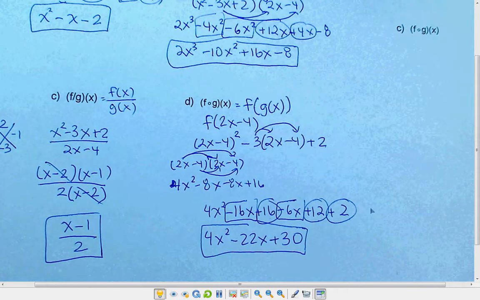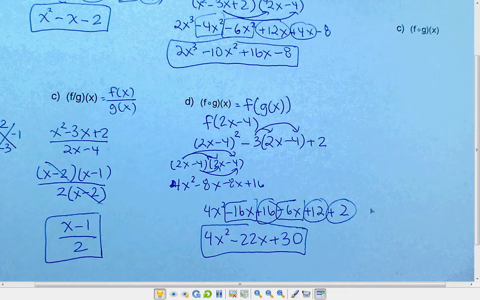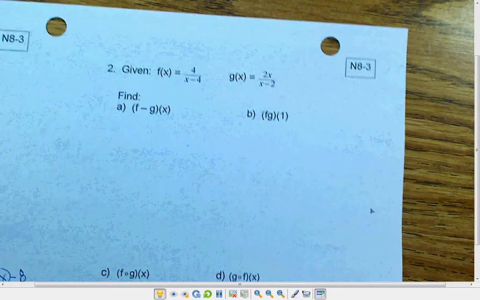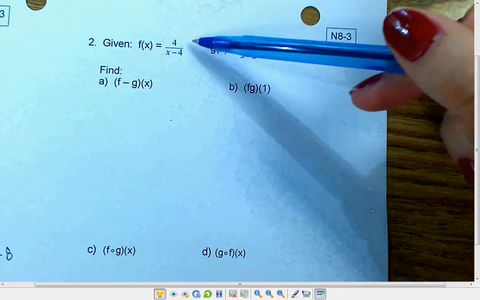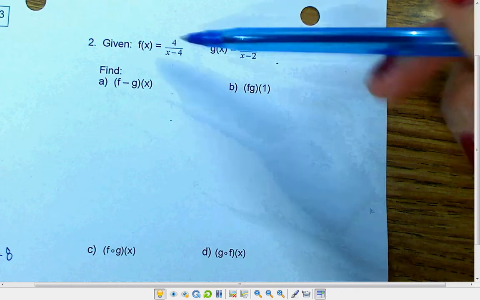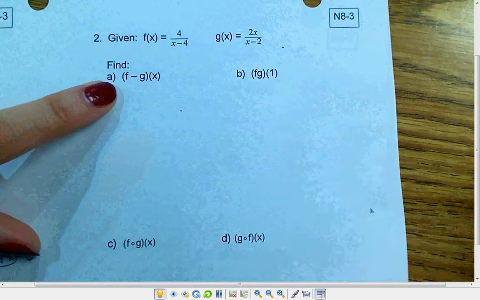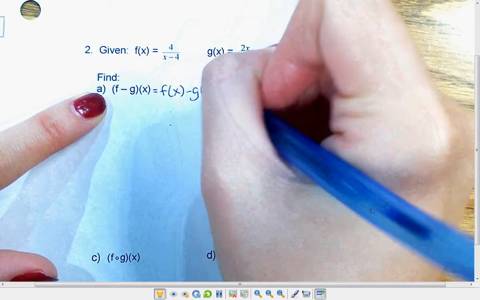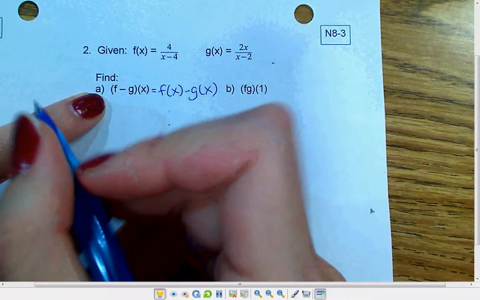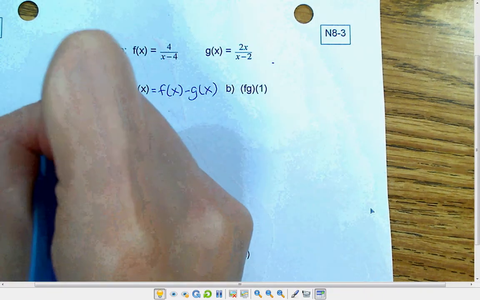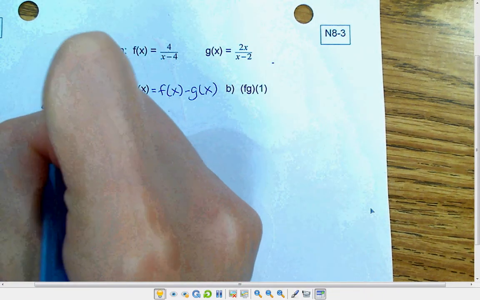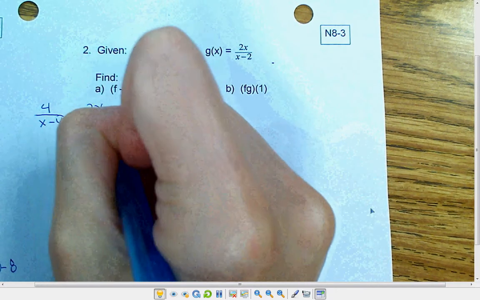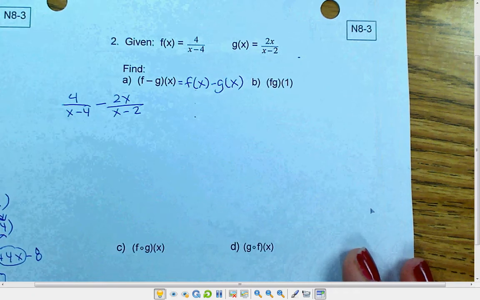So pretty straightforward when it is a polynomial. Let's take a look at an example now when we're looking at rational functions. So this is a rational function where they're in the form of a fraction. So let's start off with A. So this one is a subtraction problem when we're subtracting f of x minus g of x. So we're starting off with, again, our equation. So f of x is 4 over x minus 4. And we're subtracting 2x over x minus 2. So this should look kind of familiar.